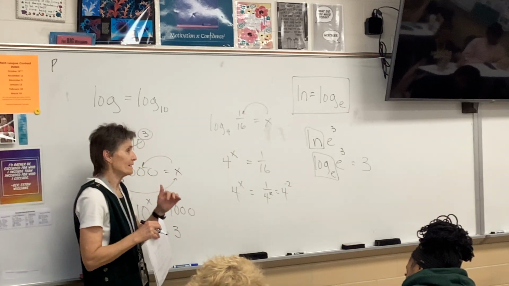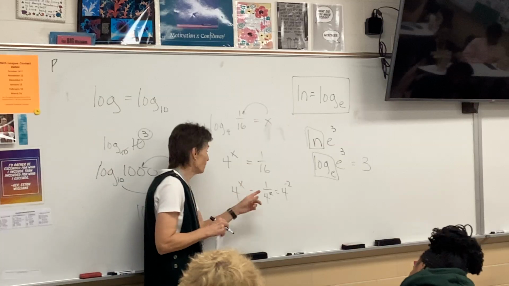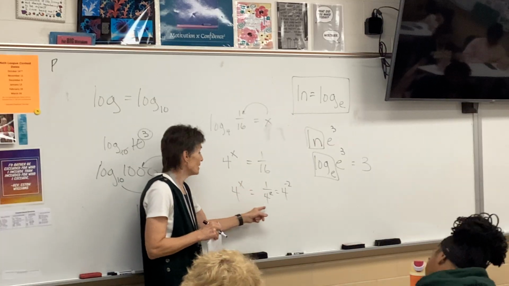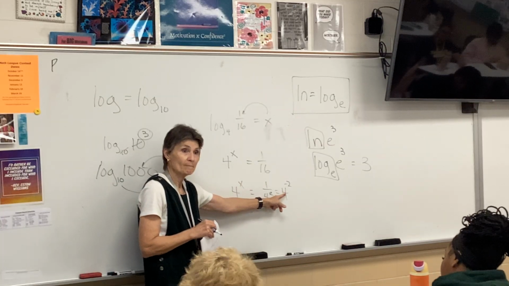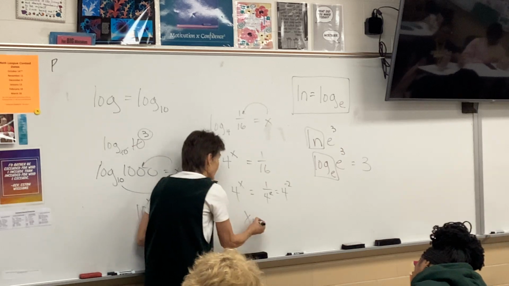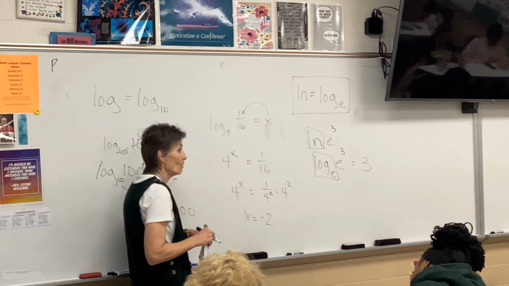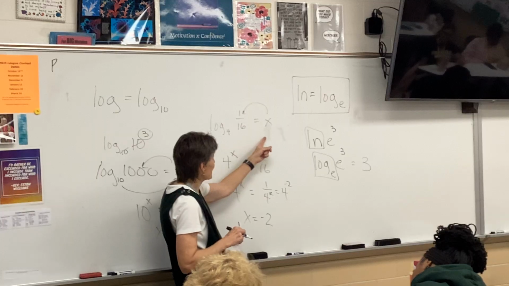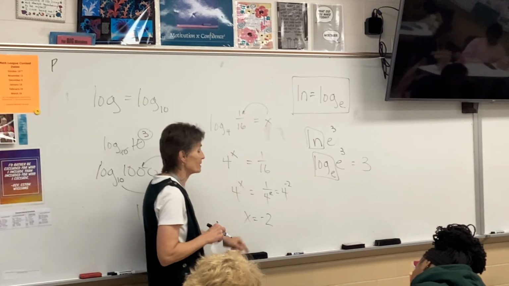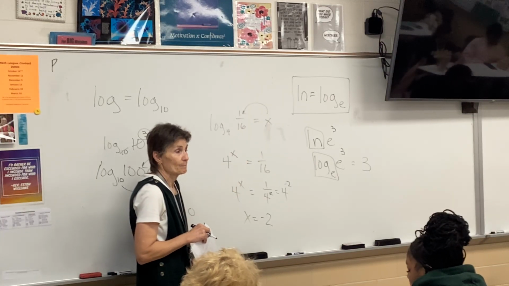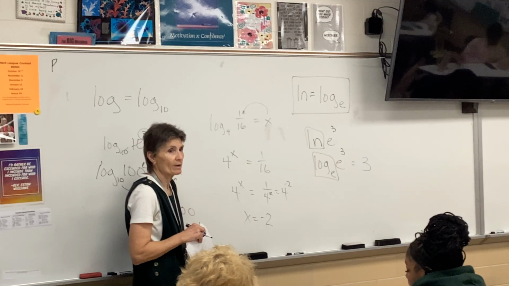We don't usually make it negative, we usually make it positive, but now we're starting with a 1 over, so that means 4 to the negative second. So the answer is -2. 4 to the negative second would be 1/16. This is why we practiced our exponents.